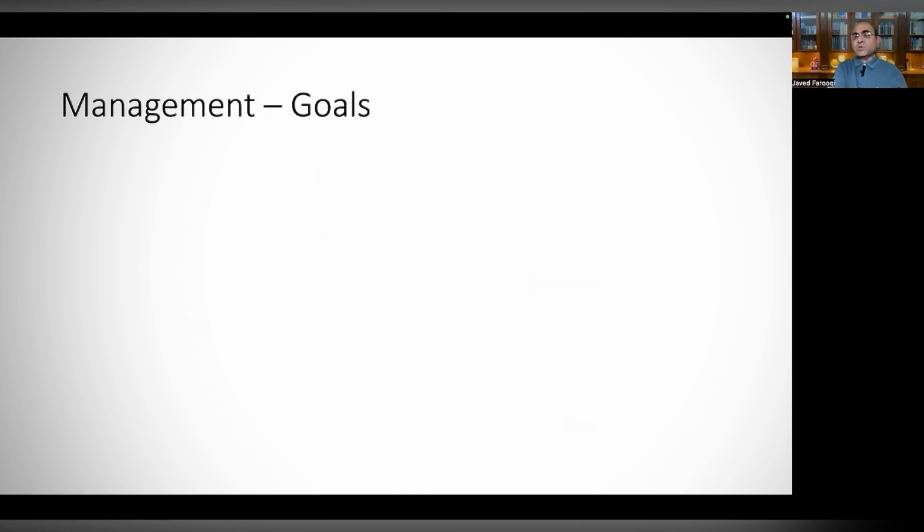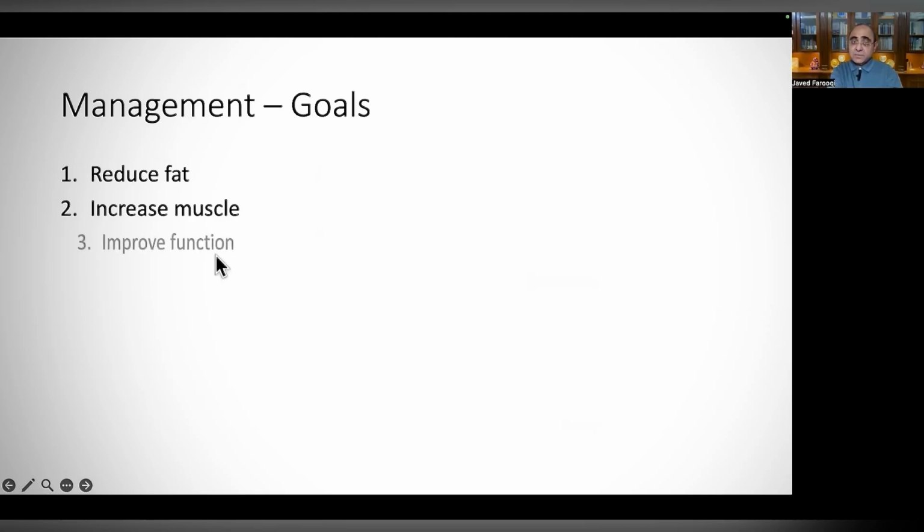So, what should be the goals of the management of a patient with sarcopenic obesity? The first goal is to reduce the fat. The second goal is to increase the muscle mass. And the third goal is to improve the function. So your management should have all these three goals.